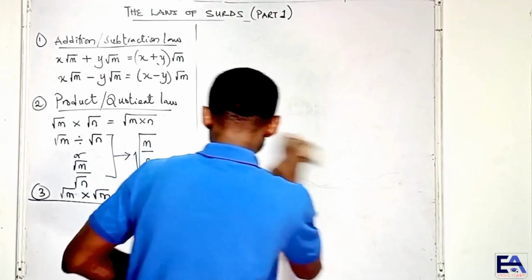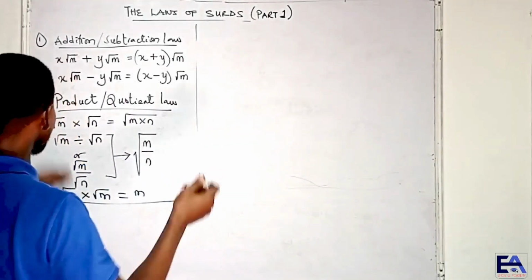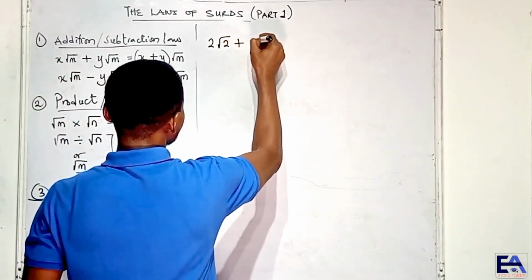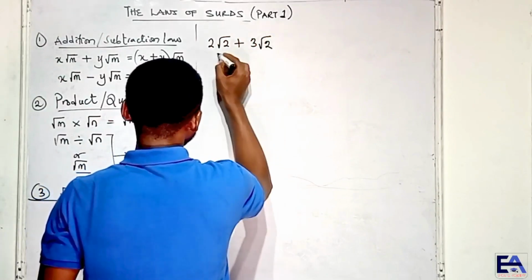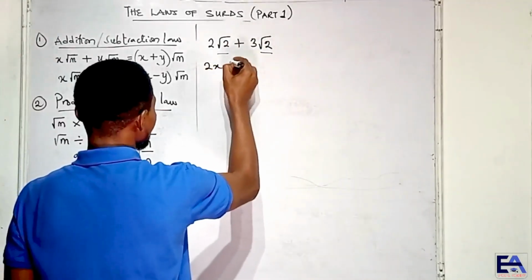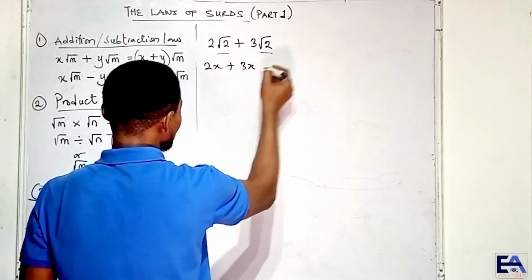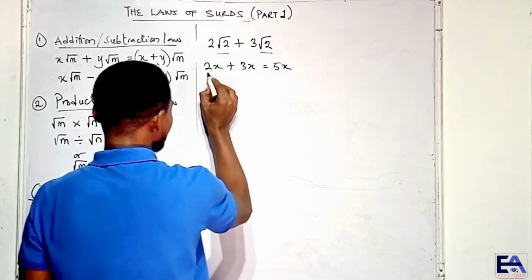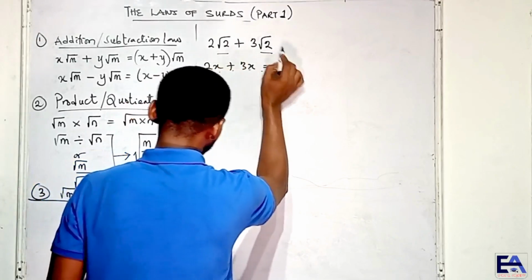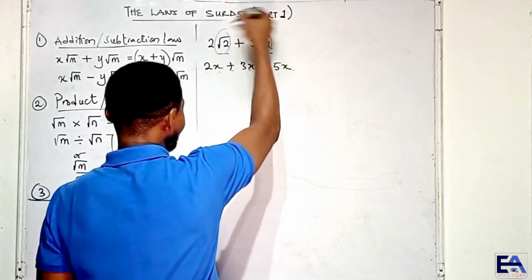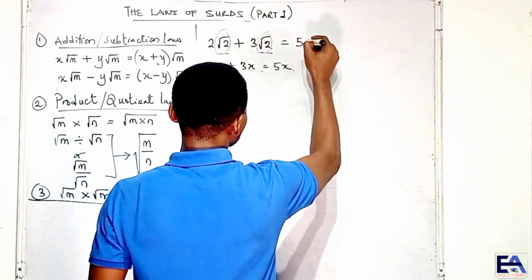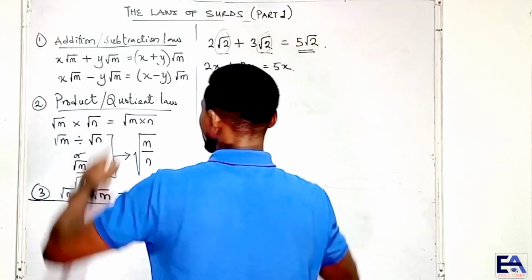If we have something like this, according to the first one, if you have something like 2 root 2 plus 3 root 2, as far as they are the same roots, it's just as if you are saying 2x plus 3x, which would give you 5x. It's just like $2 plus $3 will give you $5. So in as much as they are identical, it's going to give you 5 root 2, as it is in this law.